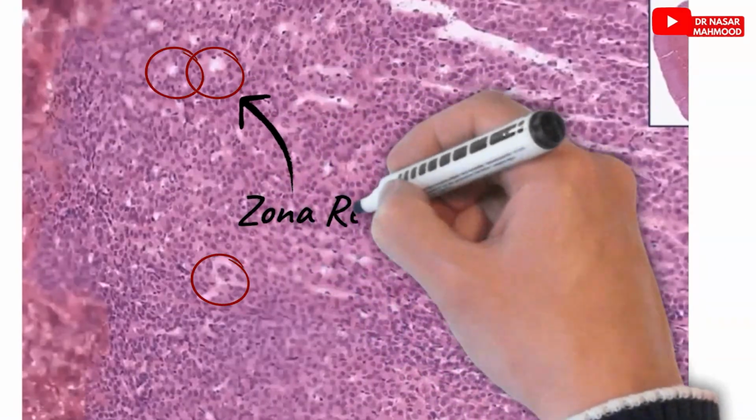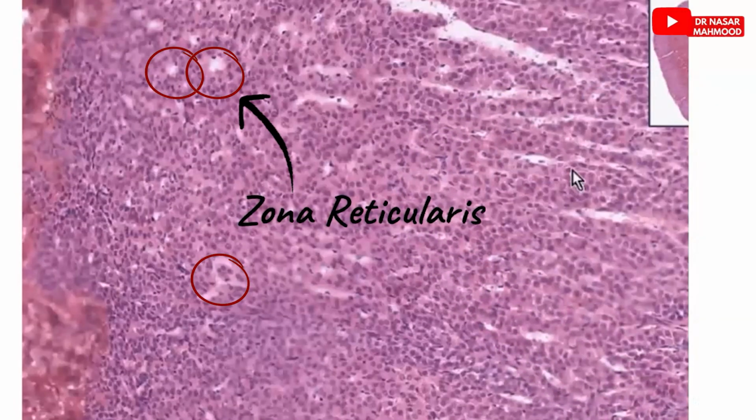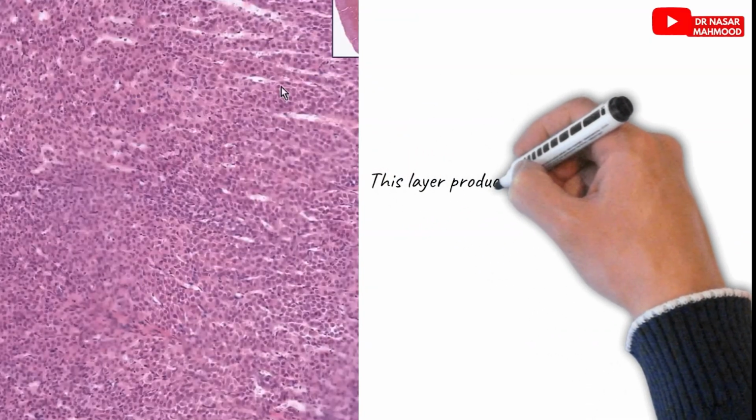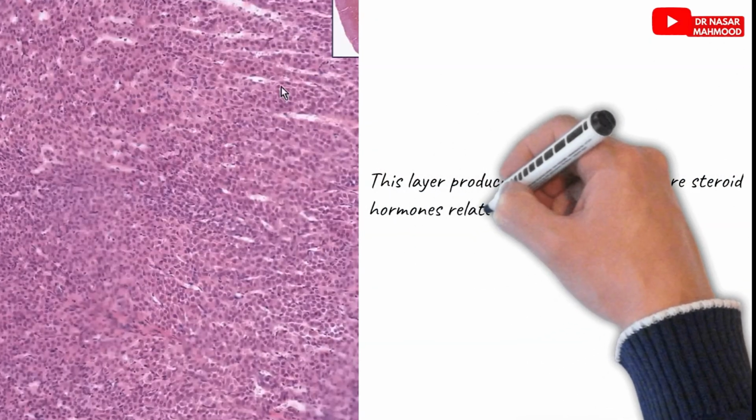The deepest cortical layer is the zona reticularis. The cells here form a network-like arrangement. This layer produces androgens, which are steroid hormones related to sex hormone production.